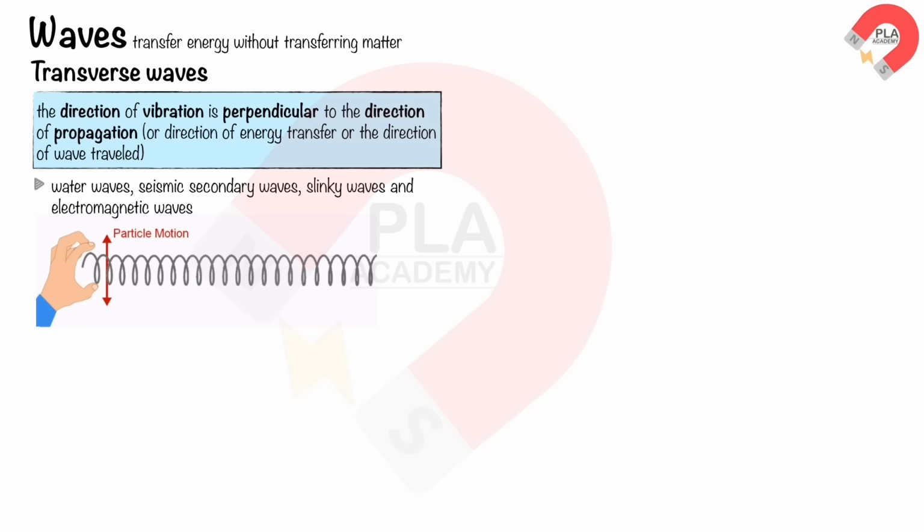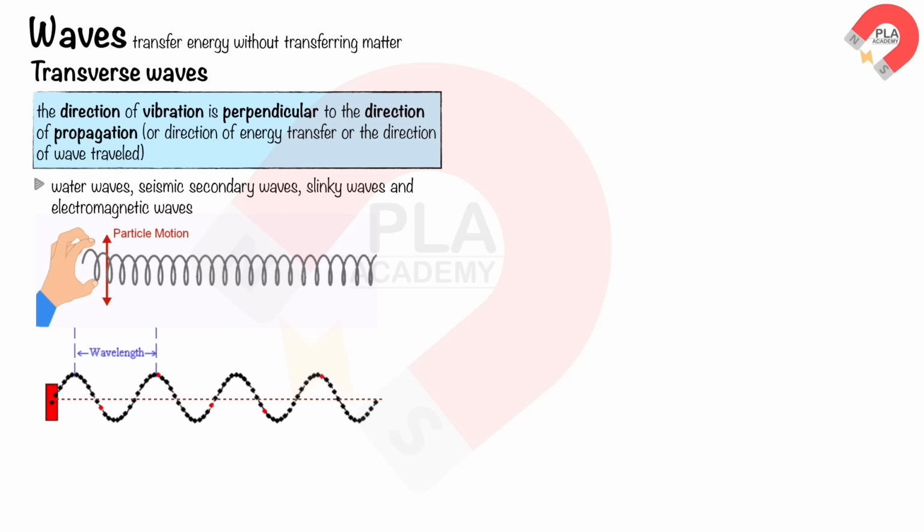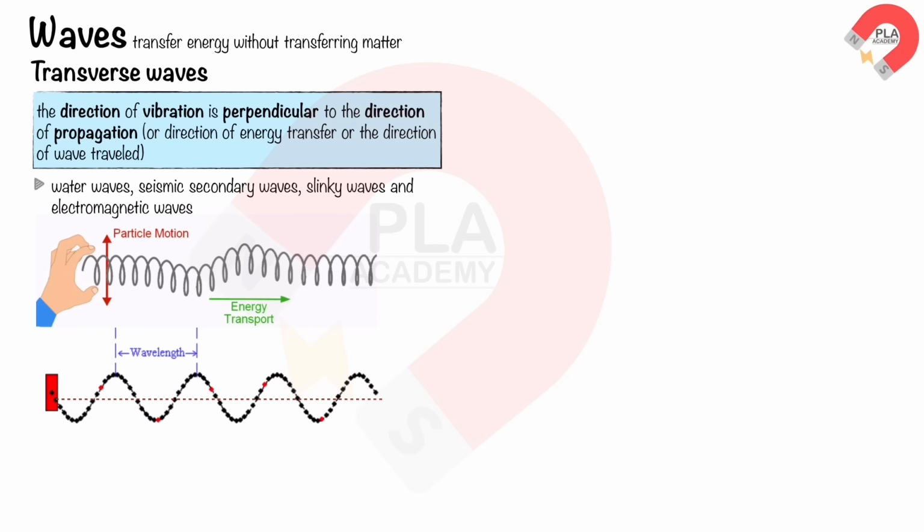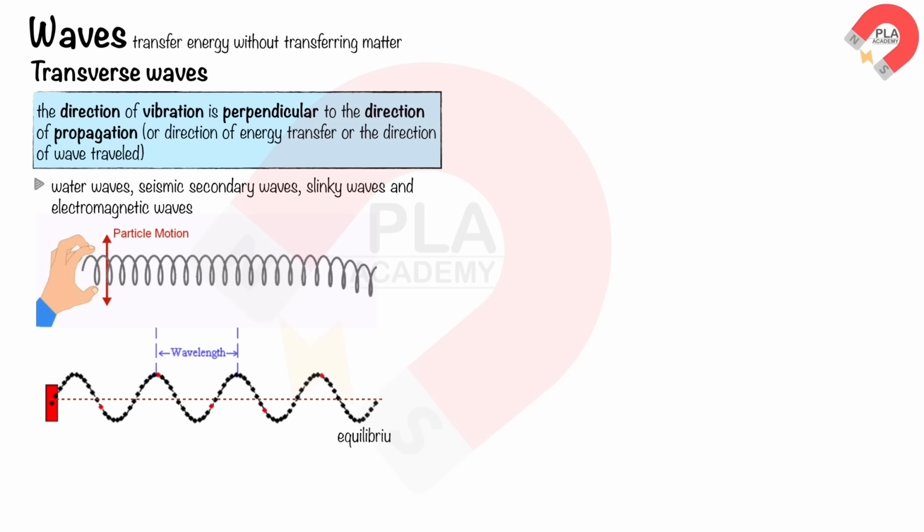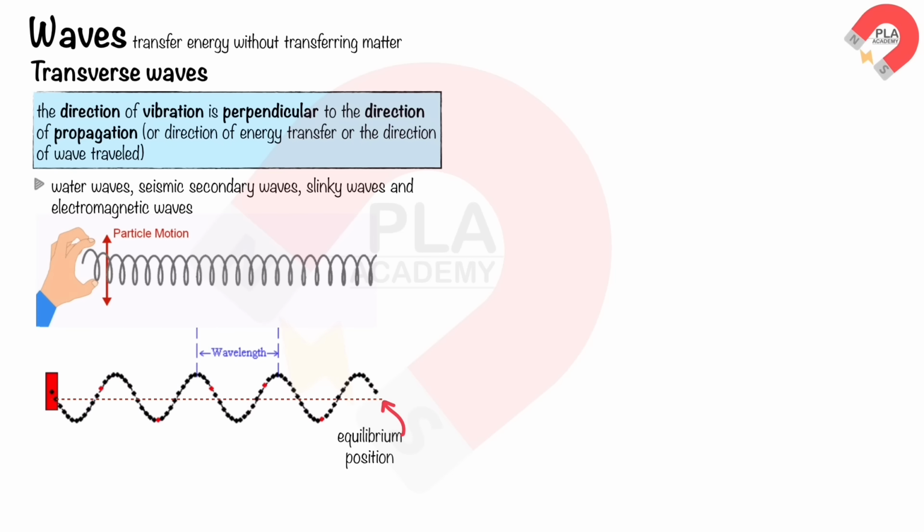We can demonstrate the transverse wave by shaking the spring up and down, as shown. Direction of vibration is up and down, which is perpendicular to the direction of wave propagation, or direction of energy transfer, or direction of wave travel, which is to the right. Direction of vibration is up and down, around the equilibrium position. This is the equilibrium position.